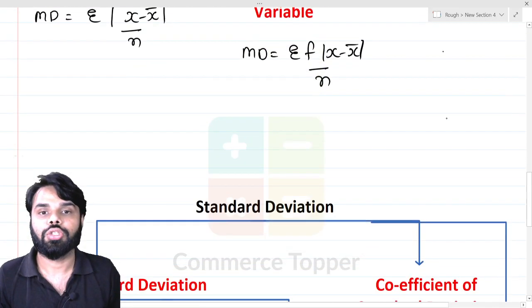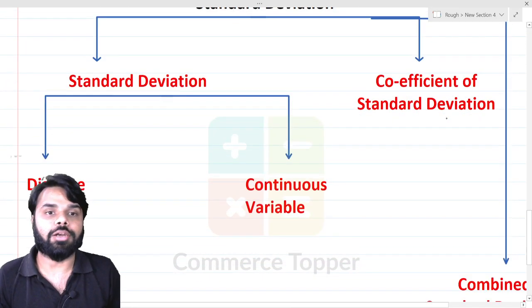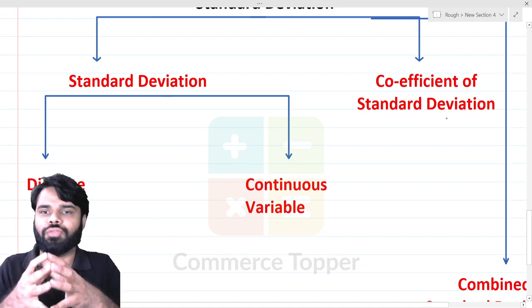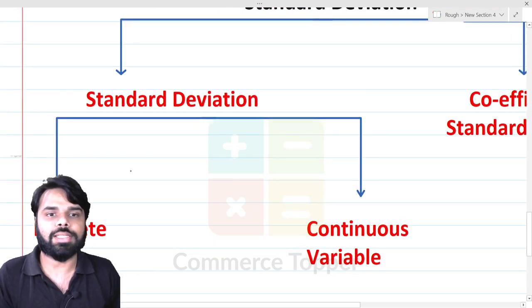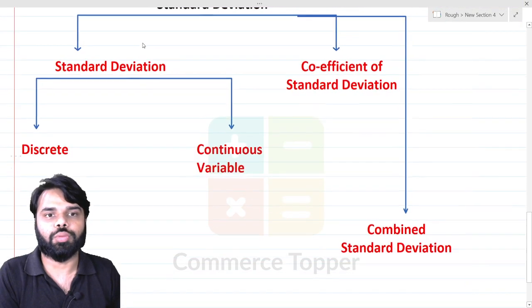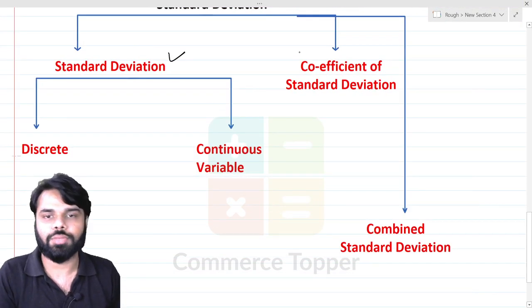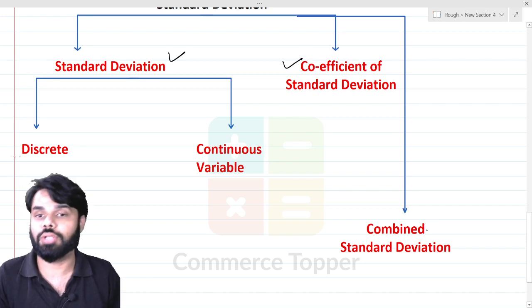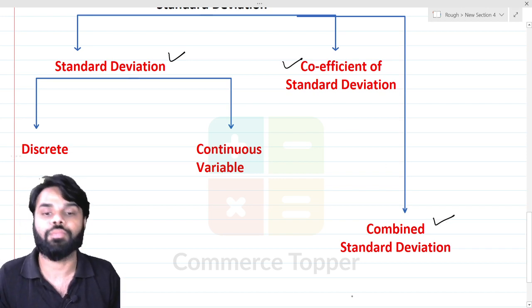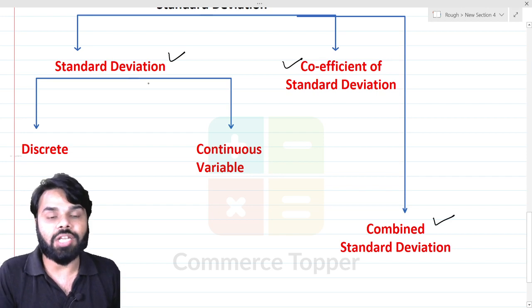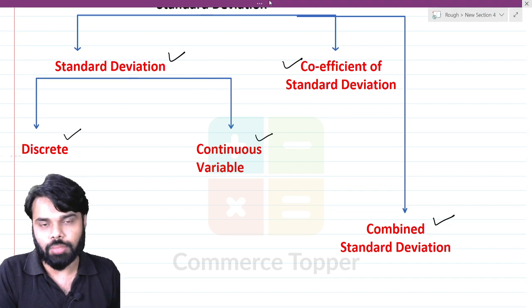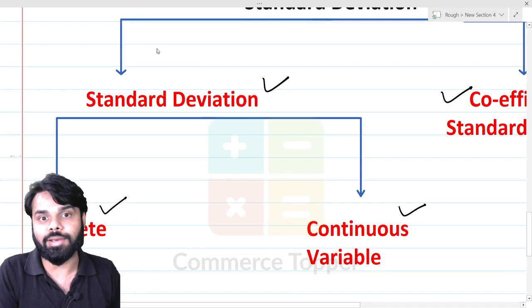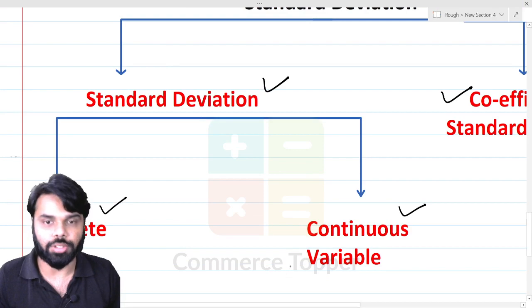Okay, standard deviation. Standard deviation is a very big family. One is standard deviation, second is coefficient of standard deviation, and third is combined standard deviation. Standard deviation can be calculated with two methods, discrete variable and continuous variable, and in these there are a few more details. Let's focus on the details.